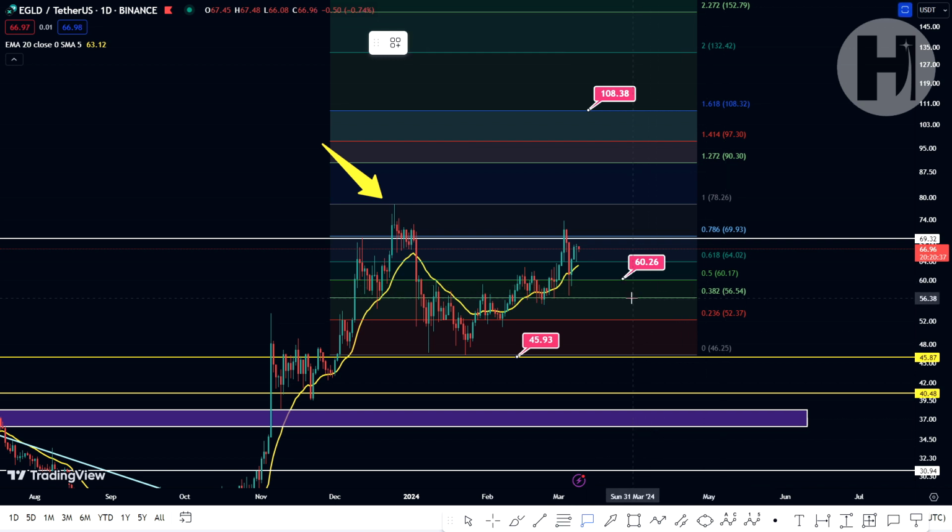Then we have the 0.382 fib sitting at $56.50. And we have the 0.236 sitting at $52.37.